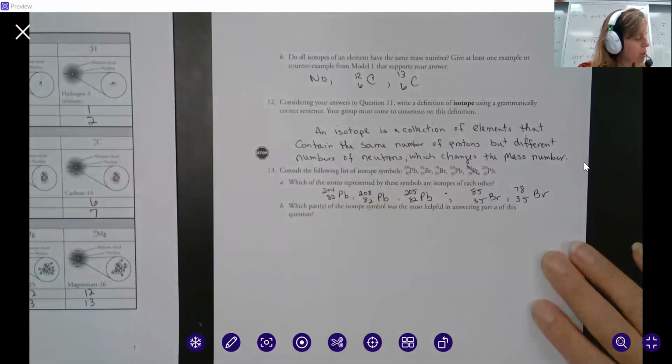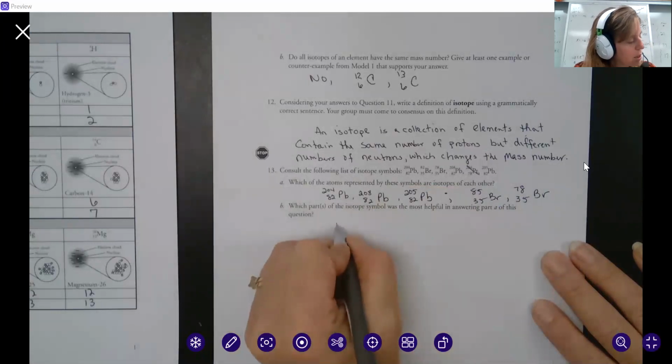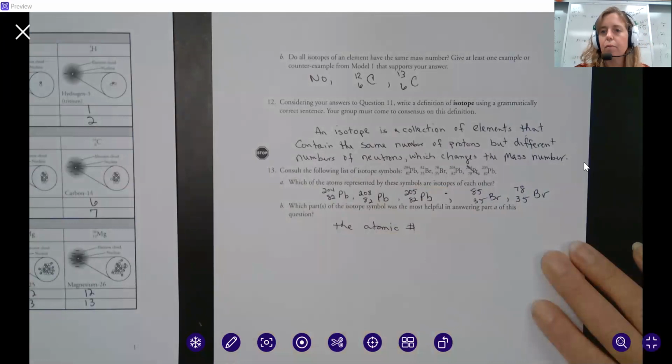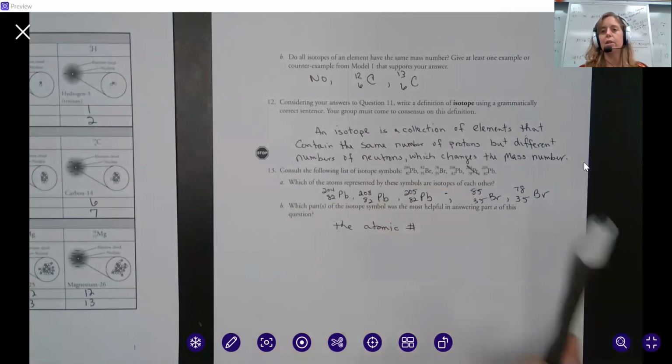Which part of the isotope symbol was the most helpful in answering part A of this question? The atomic number was most helpful.